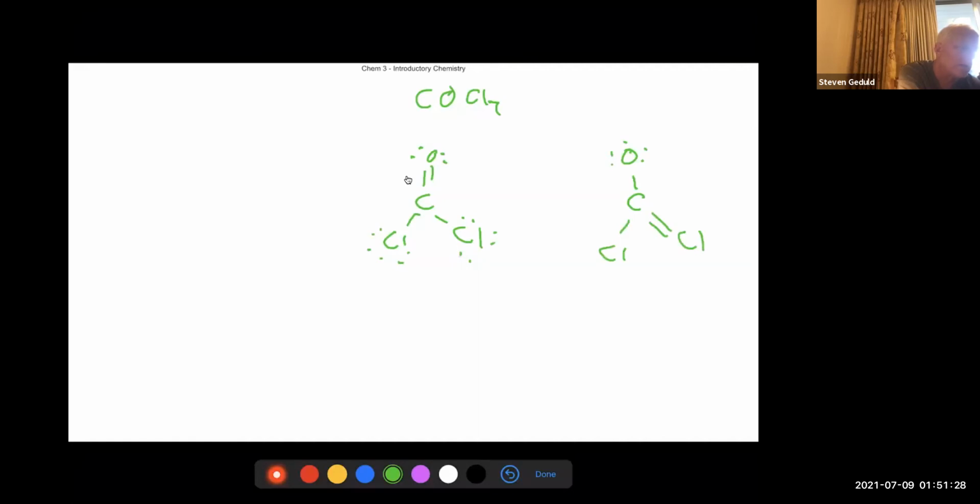Which structure is more correct? COCl2. Okay, so carbon double bond to oxygen bonded to 2 chlorines. Or carbon single bonded to oxygen, bonded to chlorine and double bonded to chlorine. Now, which one would you say is more correct? One on the left, one on the right.